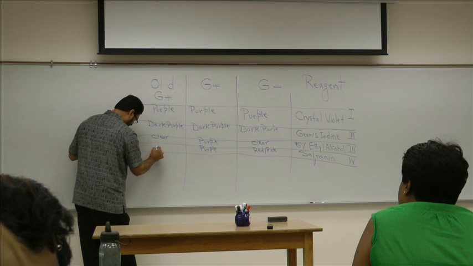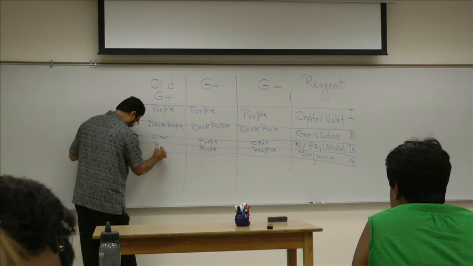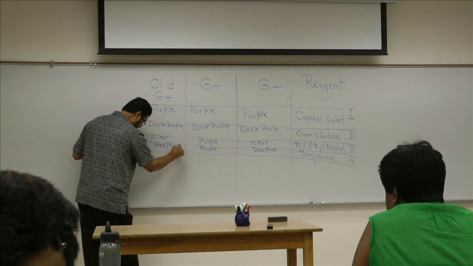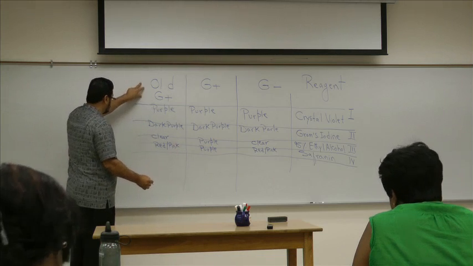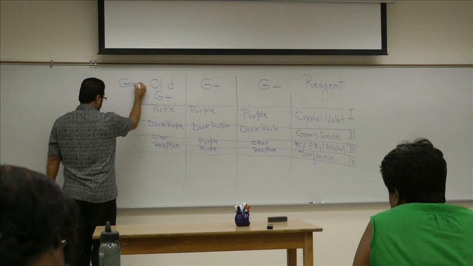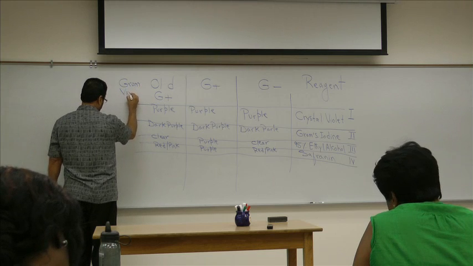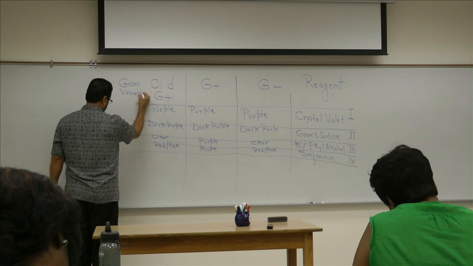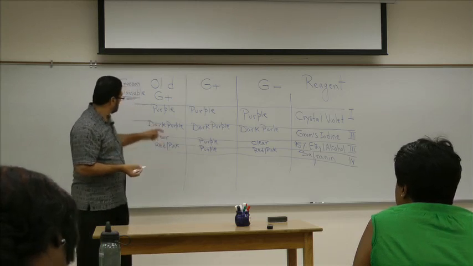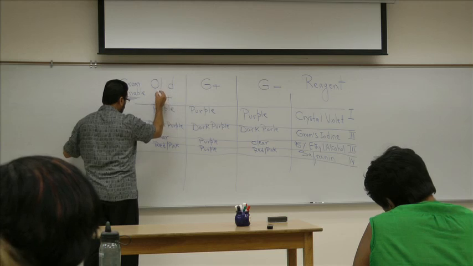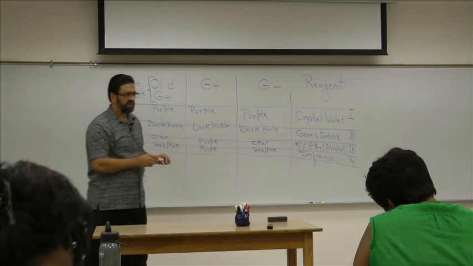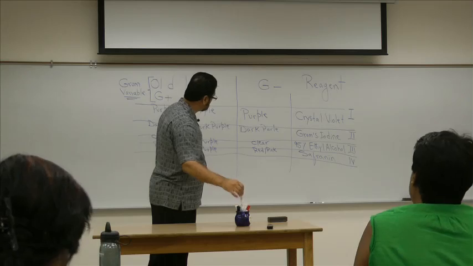Old gram positive, red or pink. This is normal. These are your gram variable, also called gram variable. Now let's play with it and make some changes.